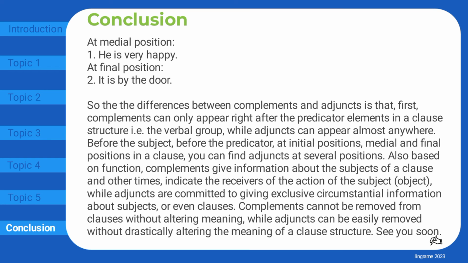Also based on function, complements give information about the subjects of a clause and, other times, indicate the receivers of the action of the subject, object, while adjuncts are committed to giving exclusive circumstantial information about subjects, or even clauses. Complements cannot be removed from clauses without altering meaning, while adjuncts can be easily removed without drastically altering the meaning of a clause structure.